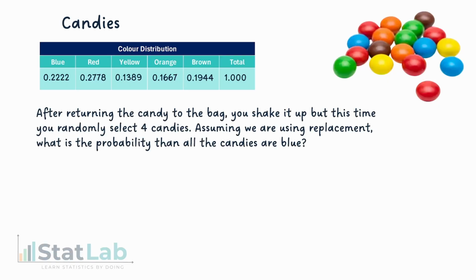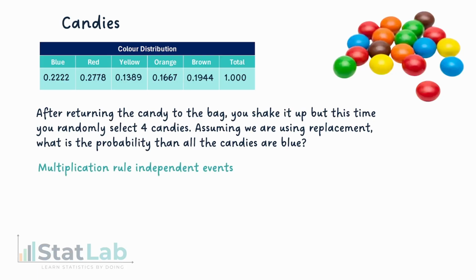After returning the candies to the bags, you shake it all up, but this time you're going to select 4 candies. Now we're going to assume replacement because we have a small sample. So what I mean is that every time you select one, before you select the next one, you put that one back and shake it all up. And so each one is a completely random selection. So my question is, what is the probability that all the candies are blue?